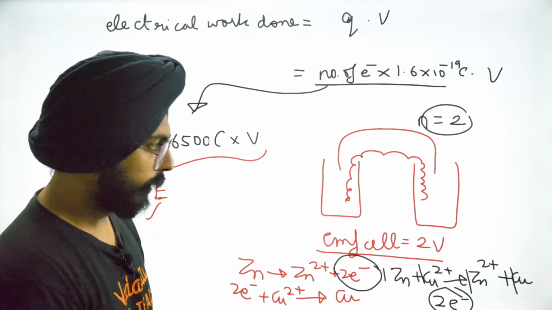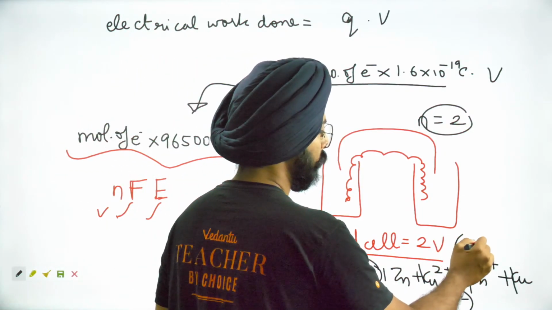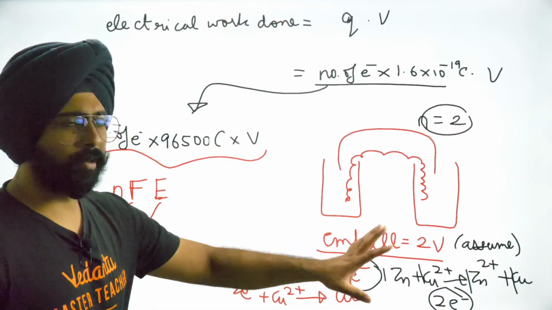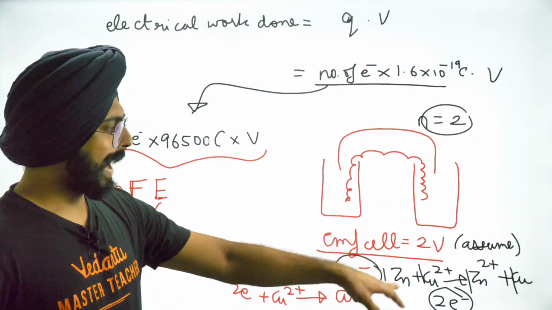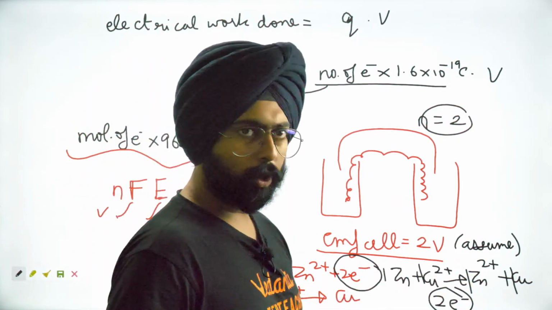Are you understanding the point? I am saying the EMF of the cell is 2 volt. Just assume, okay, just assume this value. The actual value is 1.51 volts, but never mind, we're just assuming this as 2. N is 2 because the electron exchange is of 2 electrons per mole.